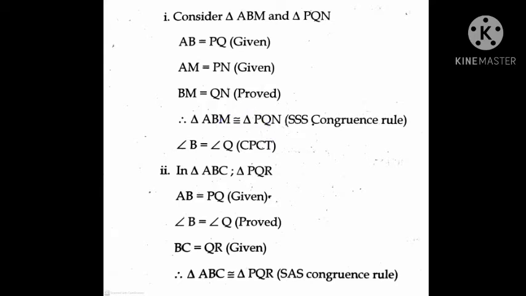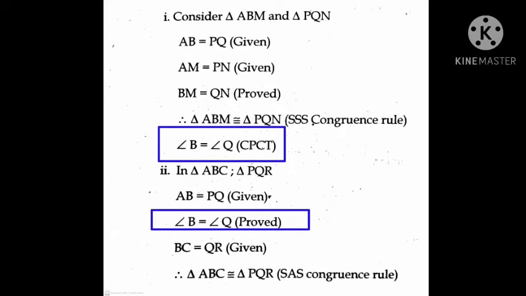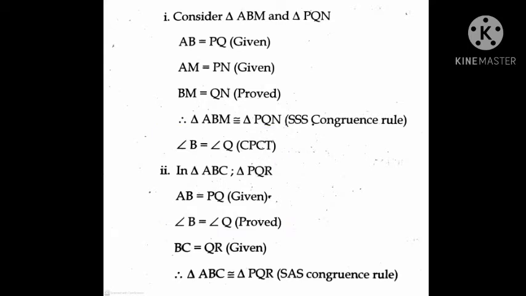Solution for second question. Triangle ABC and triangle PQR. Observe these two triangles. AB is equal to PQ. It is given in the problem. Angle B is equal to angle Q. Proved in first question. BC is equal to QR. Given. Therefore, triangle ABC is congruent to triangle PQR according to the side congruence rule.